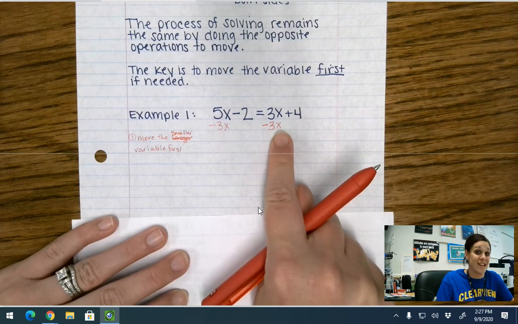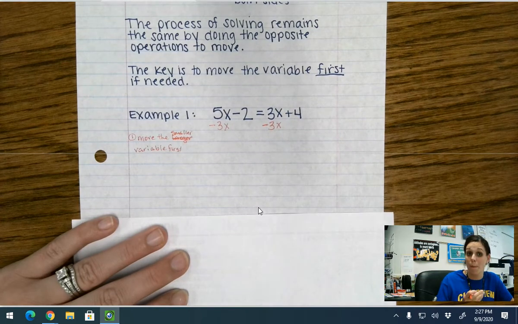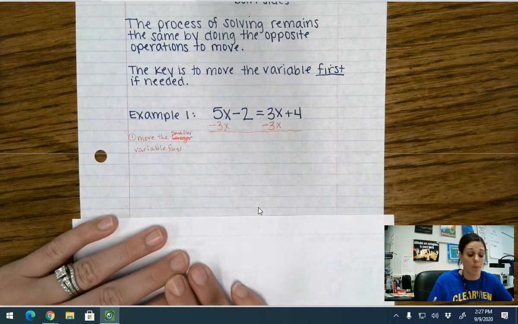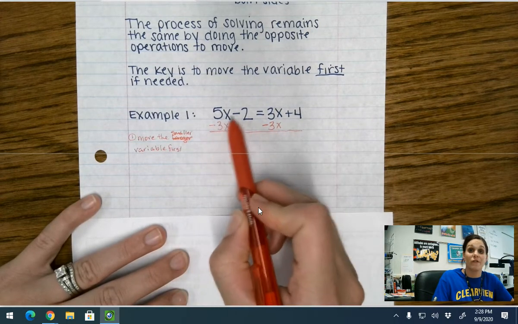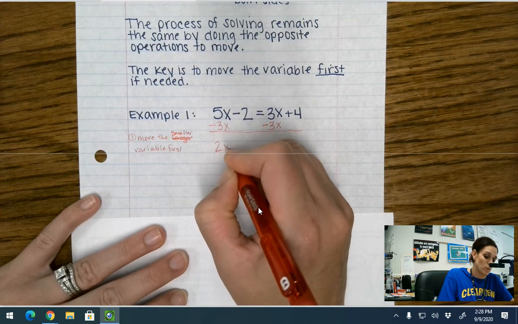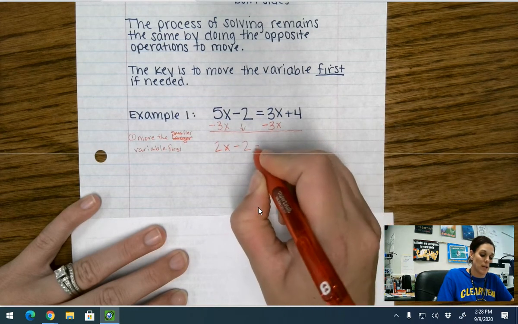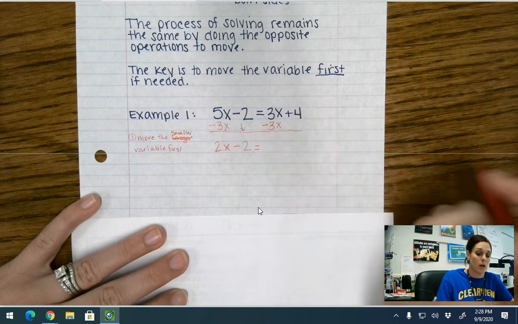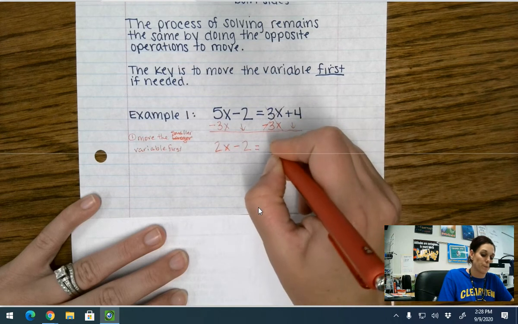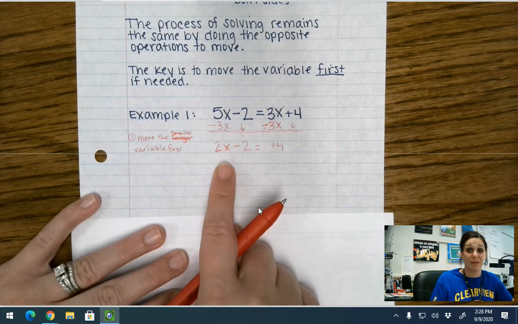Notice I included the x with it, all right? I'm not just moving the 3, I'm moving 3x. It's the total package that's moving. Because I'm using subtraction, I'm going to go ahead and I'm going to draw my equal sign bar below it, and we have our mini equations. So 5x's minus 3x's make 2x's. I'm going to bring down this negative 2, bring down my equal sign. 3x's taking away 3x's is going to end up canceling, and I'm going to bring down my positive 4. All right. So we notice here that my variables have now claimed the left side.